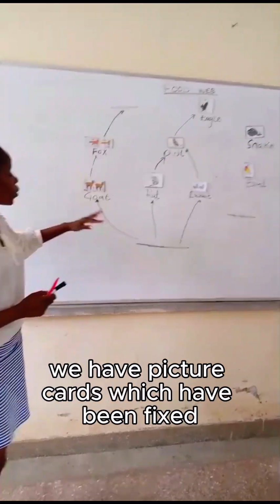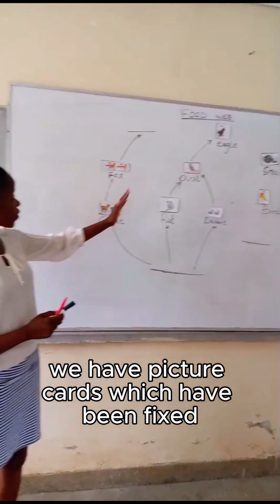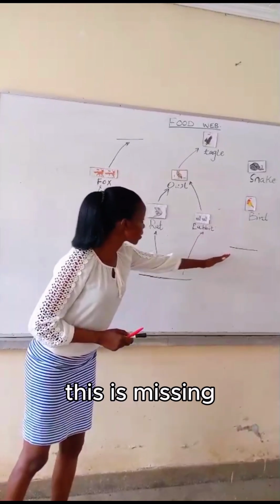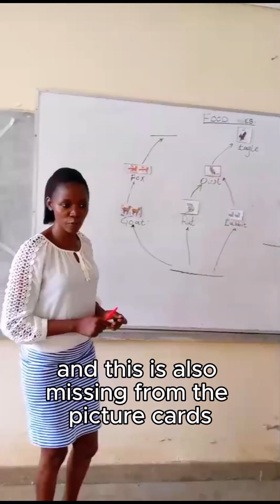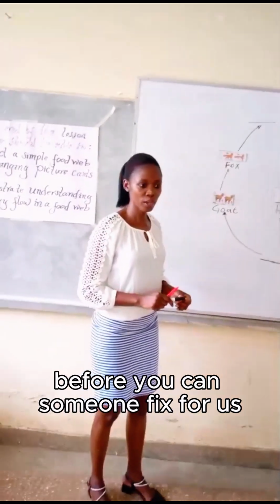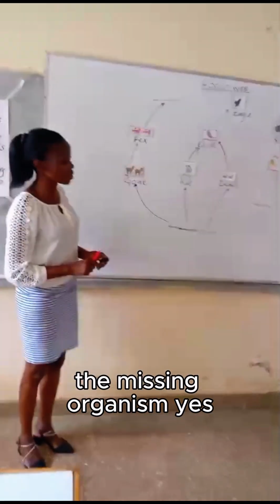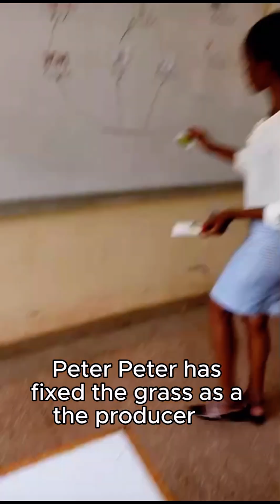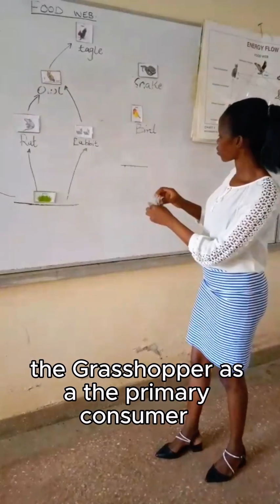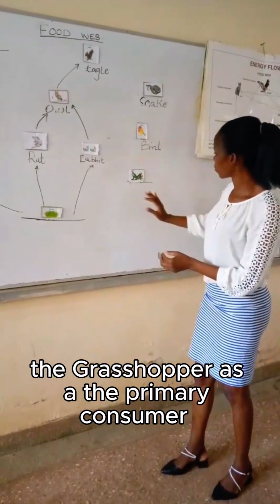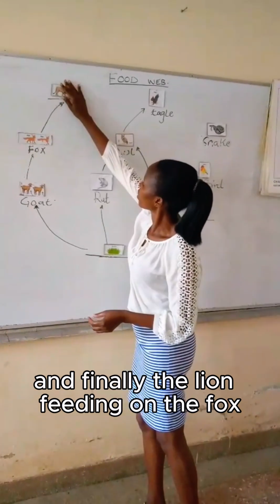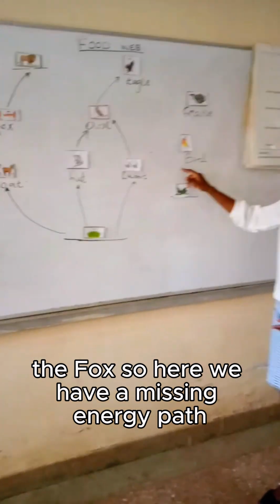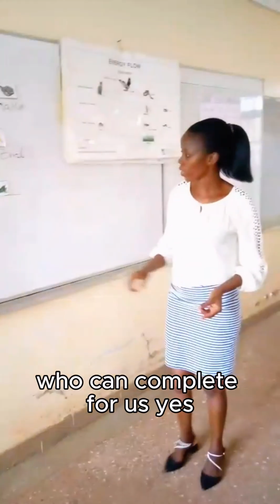In our food web, we have picture cards which have been fixed and others are missing. Like we have, this is missing, and this is also missing. From the picture cards before you, can someone fix for us the missing organisms? Yes, Peter? Peter has fixed the grass as the producer, the grasshopper as the primary consumer, and finally the lion feeding on the fox. So here we have a missing energy path. Who can complete for us?